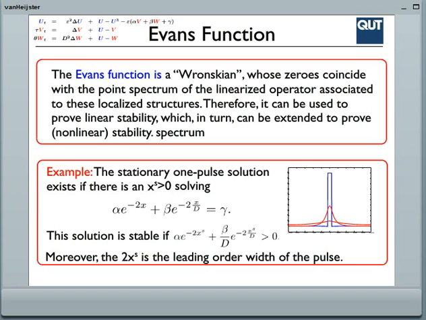So we have a solution, and we can determine stability. Now, for the final couple of slides, we want to start with the outlook, because of the next one.